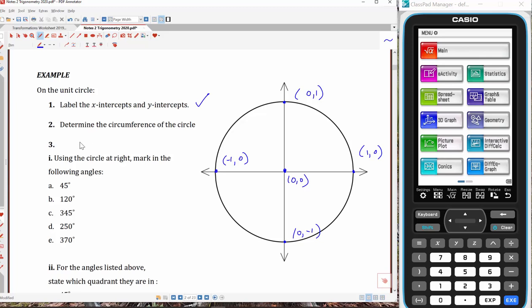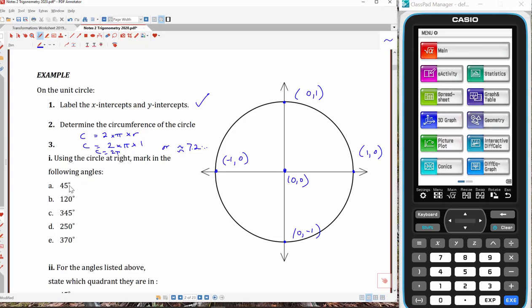Determine the circumference of the circle. So circumference equals 2 times pi times the radius. The radius is 1, so the circumference is 2 pi. The length around this is 2 pi, or roughly 2 lots of pi, which is 3.14, which is roughly 6.28. Okay, so the distance around the unit circle is roughly 6.3 units, or 2 pi to be exact.